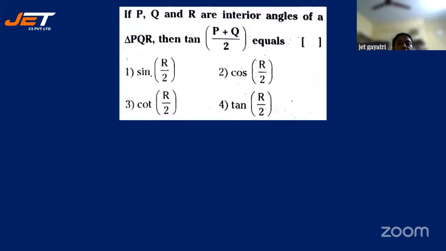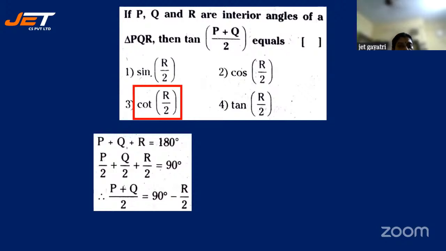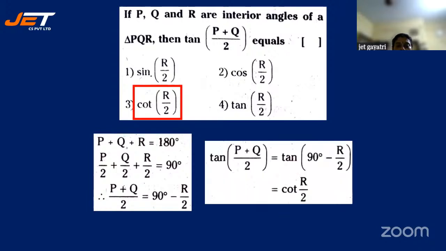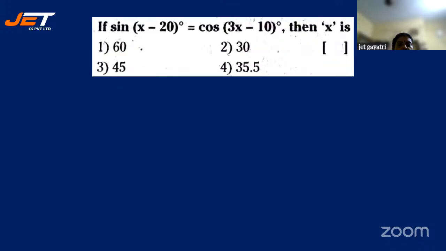All right, see the next question. If P, Q and R are interior angles of a triangle PQR, then tan of P plus Q by 2 is equal to dash. So here we know P plus Q plus R is 180. So what is the value of P plus Q? It becomes 90 degree minus R by 2. All right, so tan of P plus Q by 2 is tan of 90 degree minus R by 2, which is, tan of 90 minus theta is cot theta. That's why your option 3 is correct, cot R by 2.